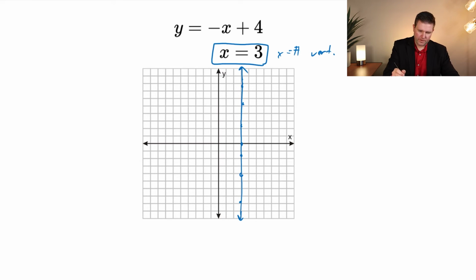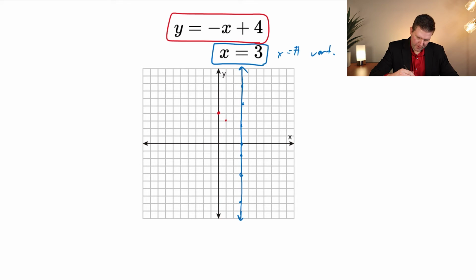And then looking at the other one, y equals negative x plus 4, 1, 2, 3, 4, and then down 1 over 1, and then something like that. And then the intersection point is here, so in this case, 3, 1.